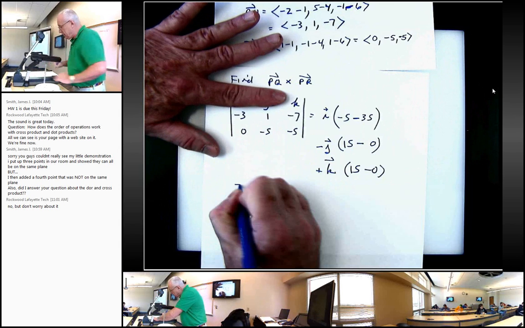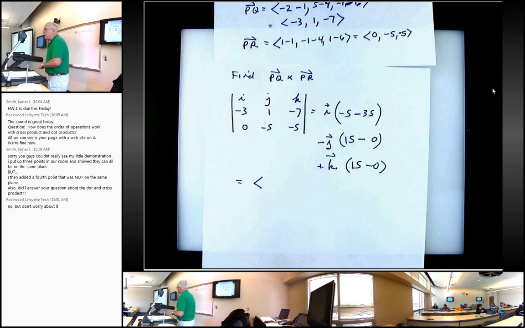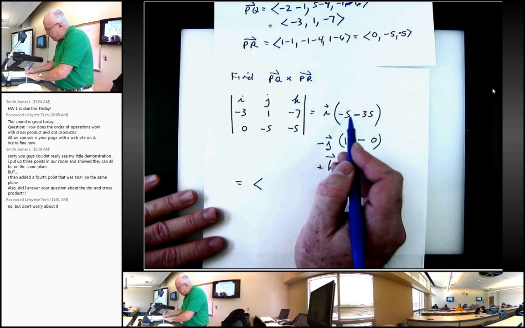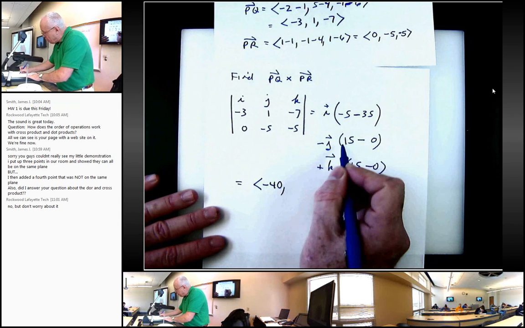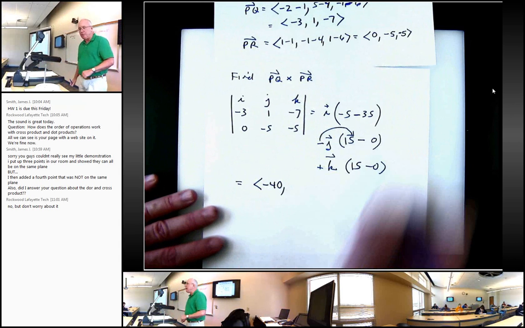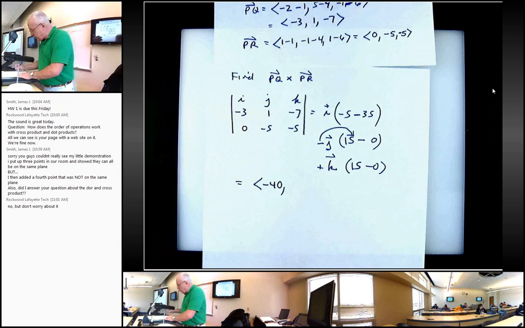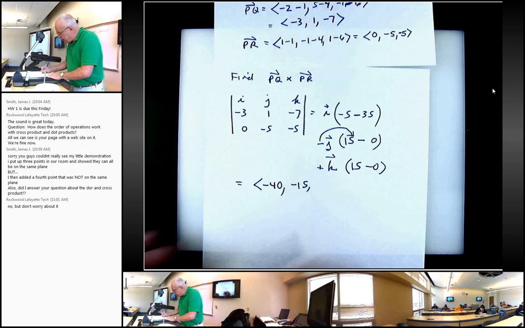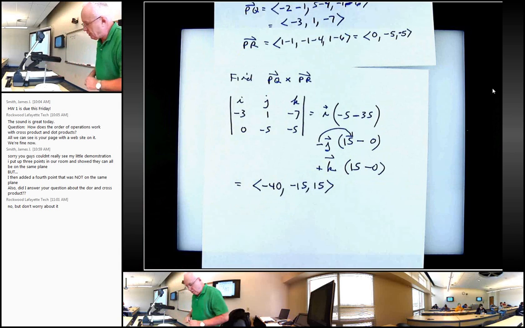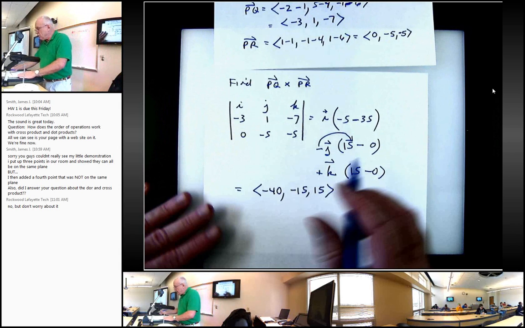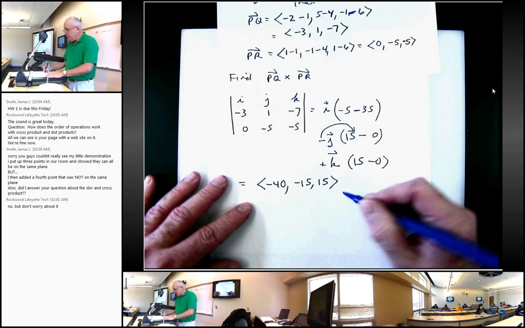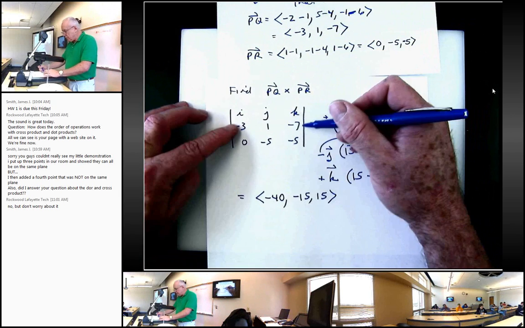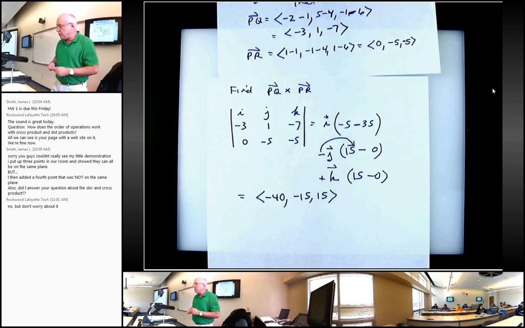So the cross product here, then, I like to end up writing things just with the angle brackets. Our I component is going to be -40. Our J component, now don't forget, I've got that minus in front that I've got to distribute. It's going to be -15. And then the K component is a positive 15. All right. Now this then, we can go and check that this vector here indeed has a dot product of 0 if I dot this with either of my 2 vectors.